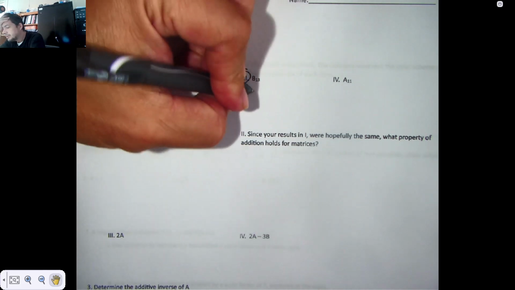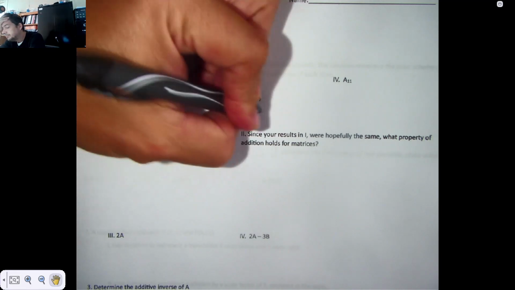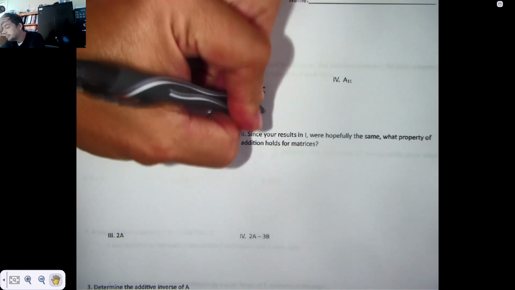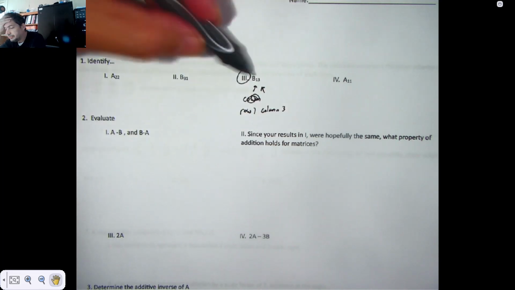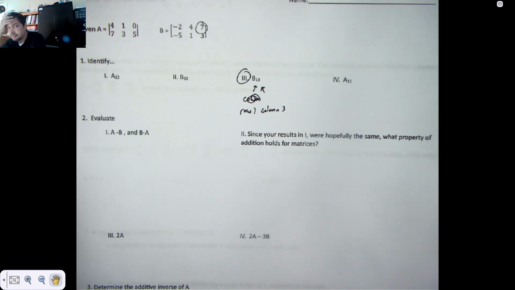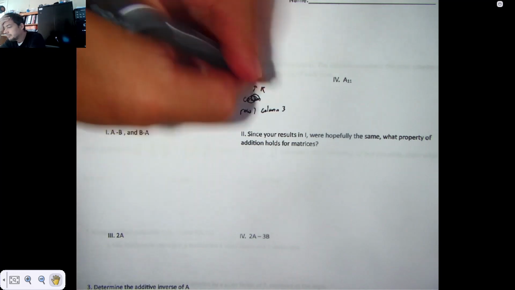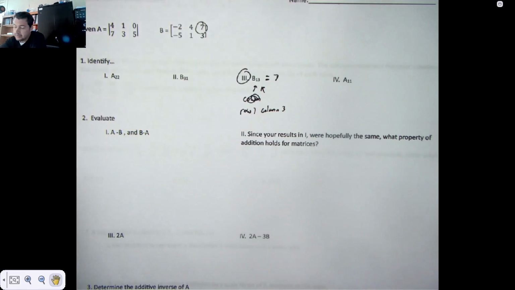So let me look at 3. The way this works is this is column 1, sorry, rows and columns. Row 1, and then that last number is column 3. So row 1, column 3 in matrix B. It's going to be a 7. That's how it works.